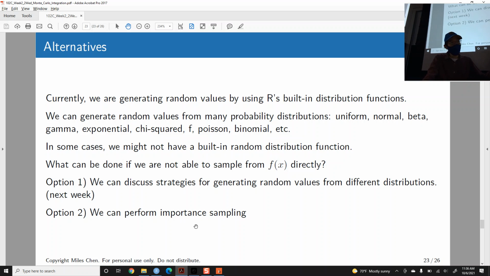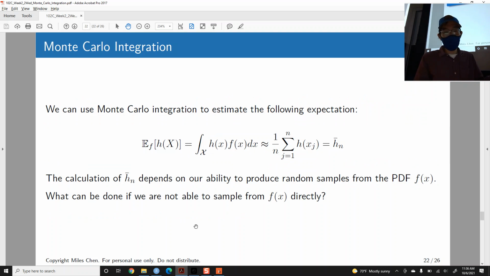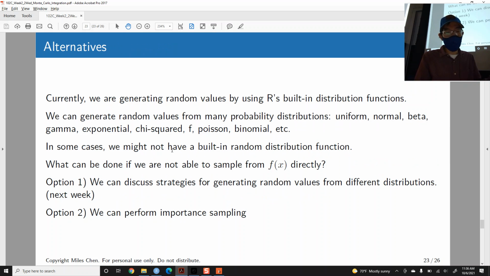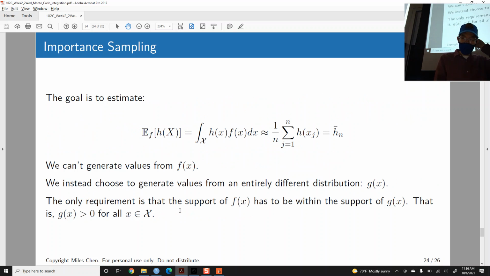But if you don't actually need samples from a different distribution, like you don't need to work with the numbers themselves, you just want to estimate an integral, like the expected value of this function, we can do importance sampling. Importance sampling is a weird name. I like to call it weighted Monte Carlo integration or something else.